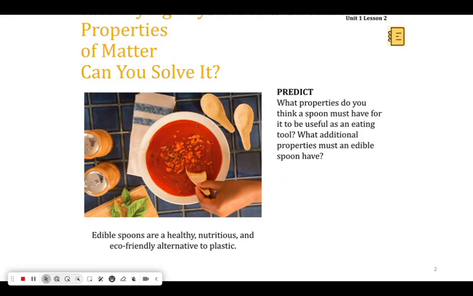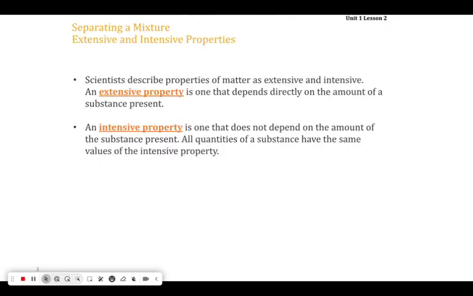So edible spoons are healthy, nutritious, eco-friendly alternatives to plastic. We're going to consider extensive and intensive properties.